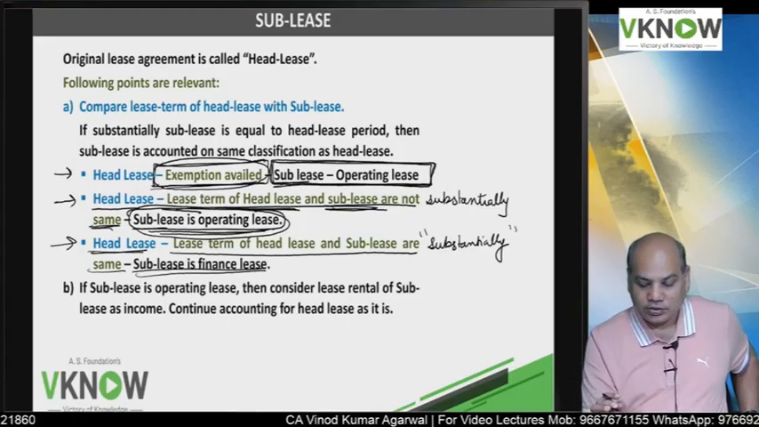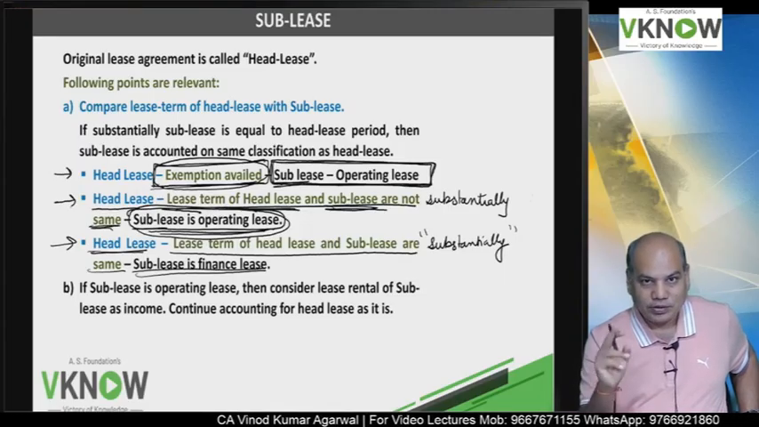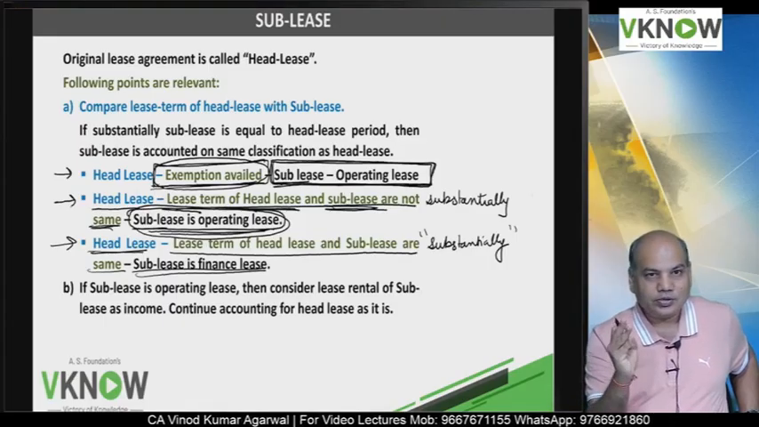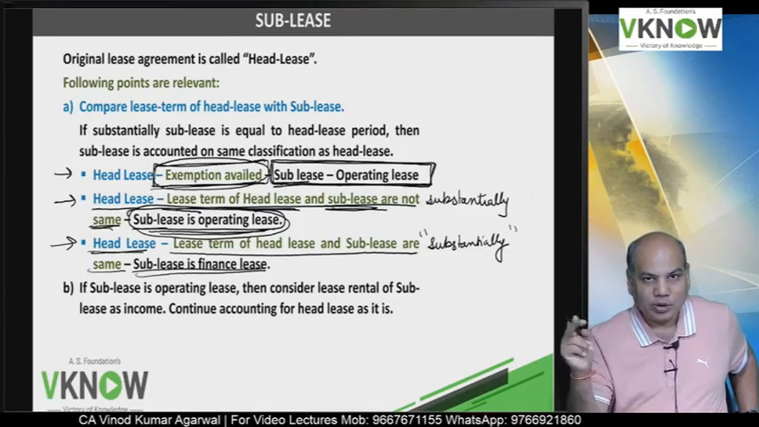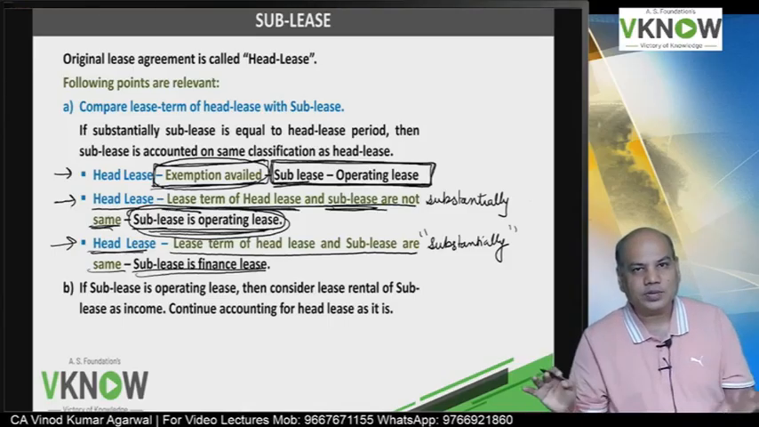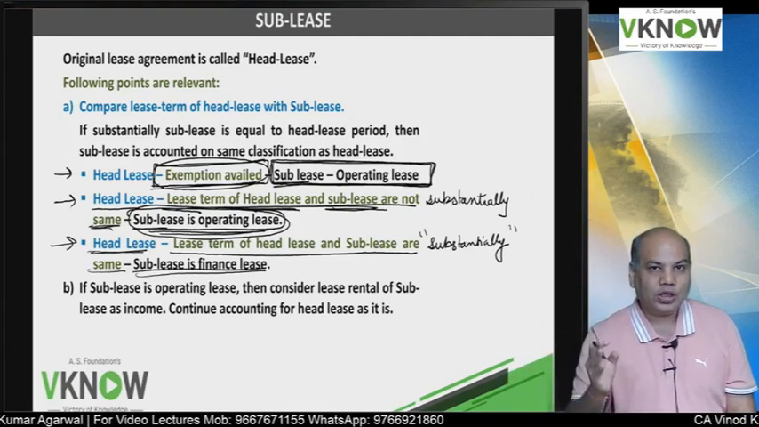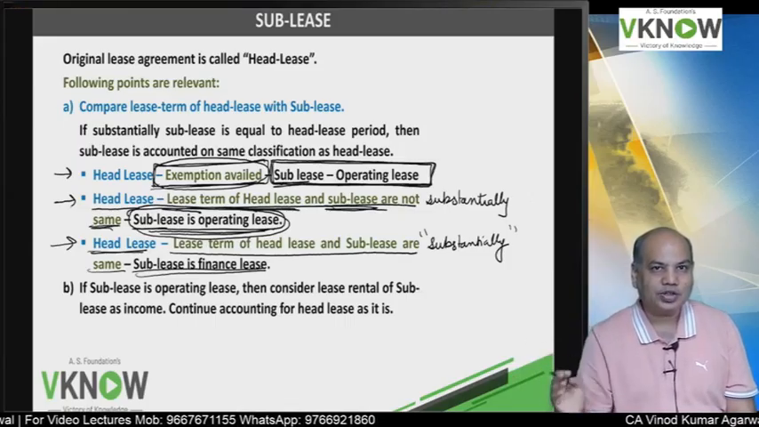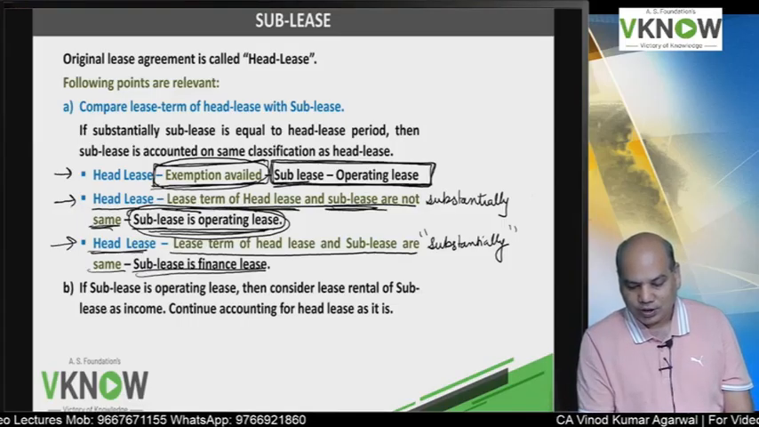So first my task is to identify what will be the category of sub-lease. I repeat, if you have availed exemption for the head lease, either small value exemption or short term exemption, sub-lease will be operating lease. If the lease terms of head lease and sub-lease are not substantially the same, sub-lease will be operating lease. If you have not availed exemption and lease terms of head lease and sub-lease are substantially equal, then it will be finance lease. Now come to the next point.